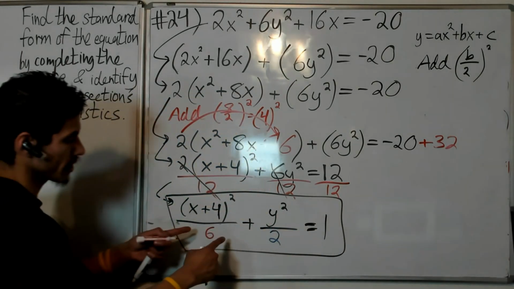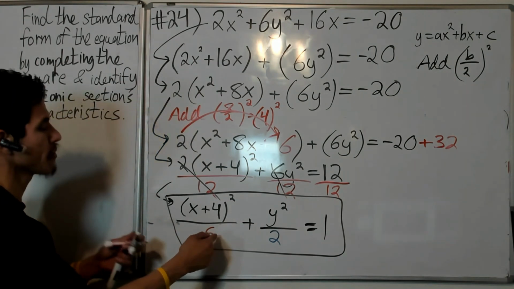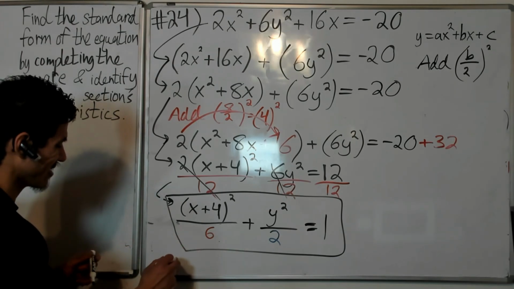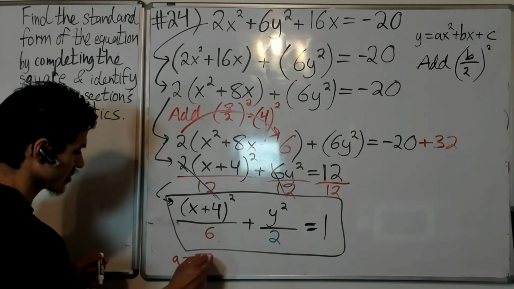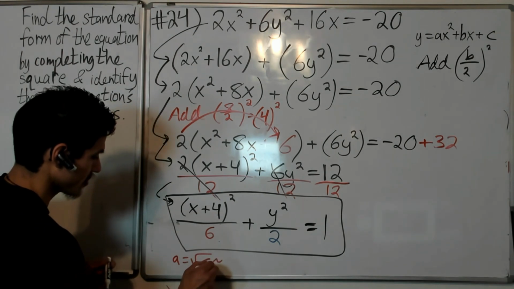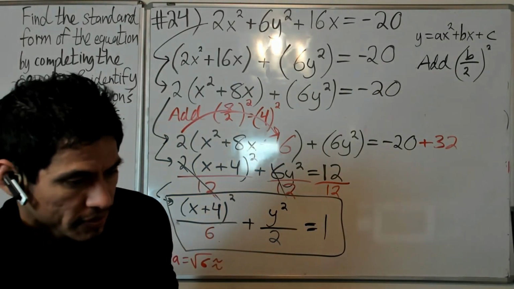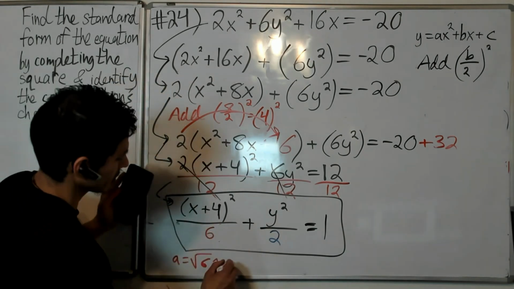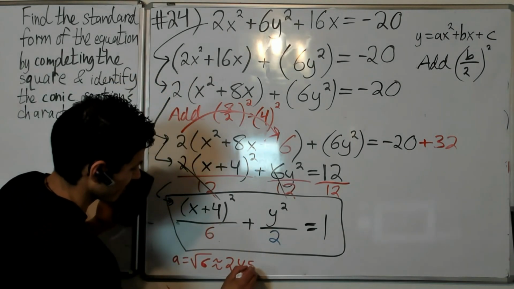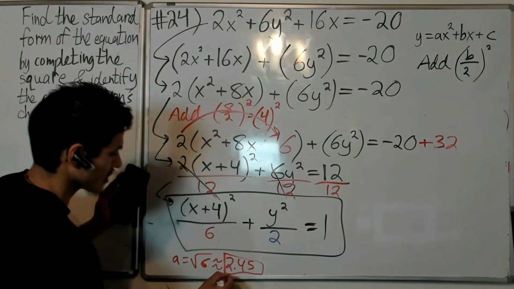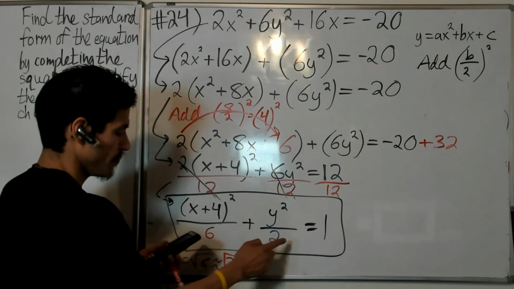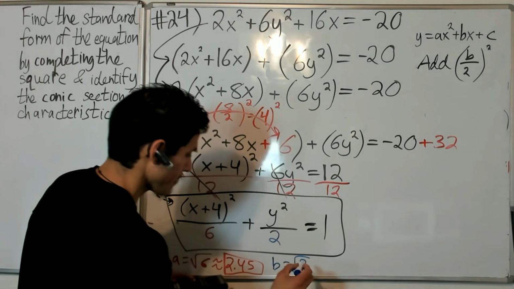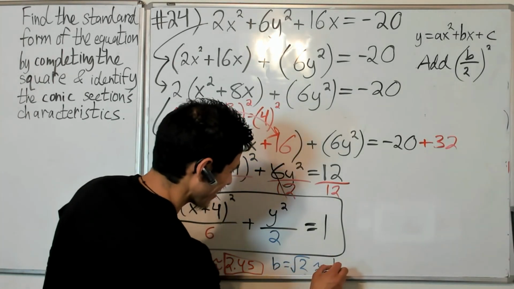So this is your a value. Your a squared is 6, so then your a is the square root of 6, which is going to be some decimal. What decimal is it? 2.44, or let's just say 2.45. So a is going to be about 2.45. B squared is 2, then b is going to be the square root of 2, which is like 1.41.